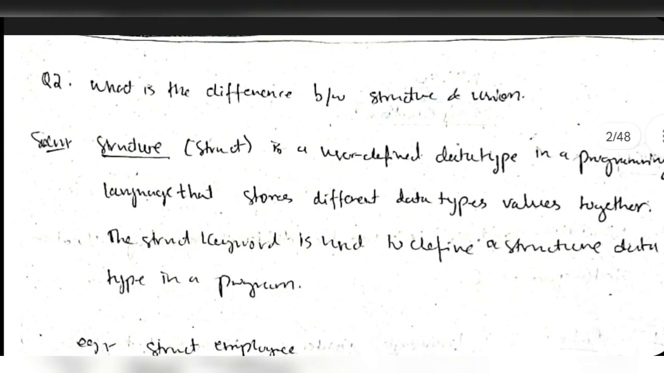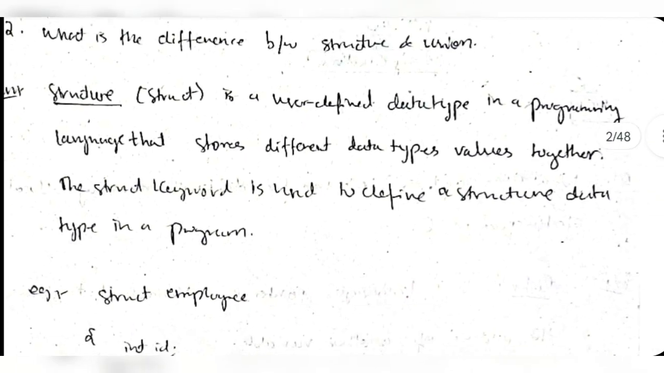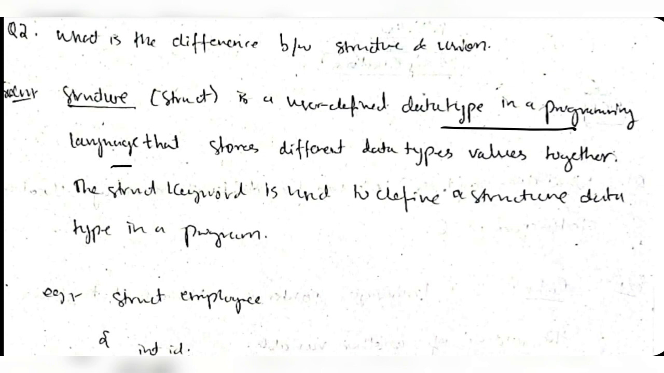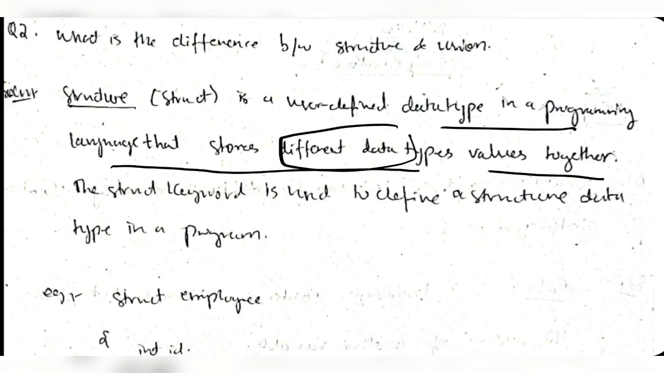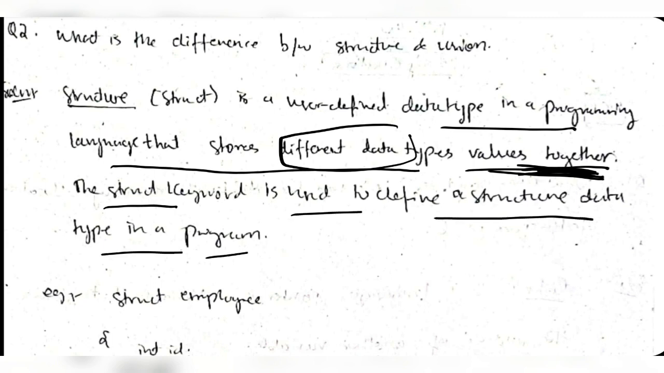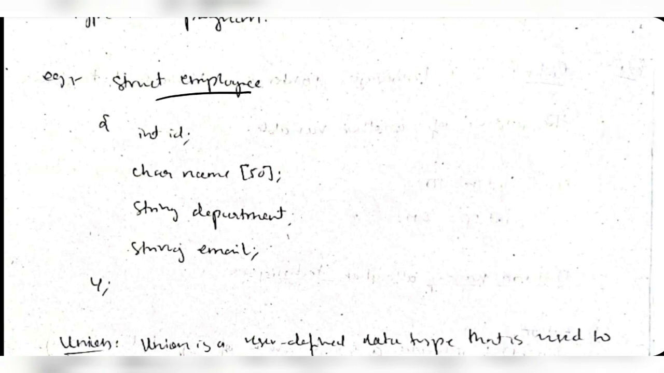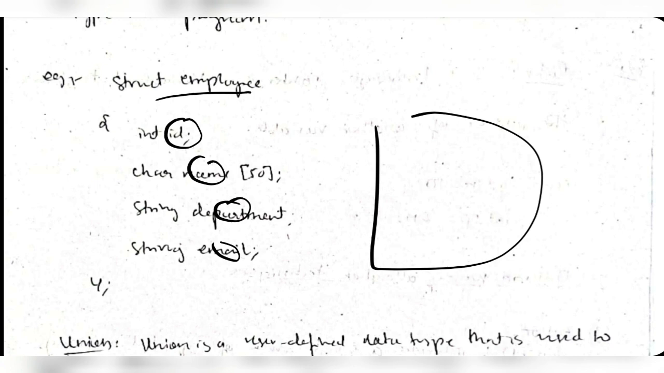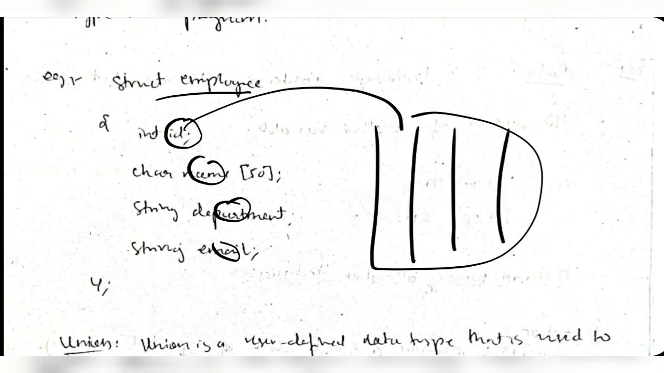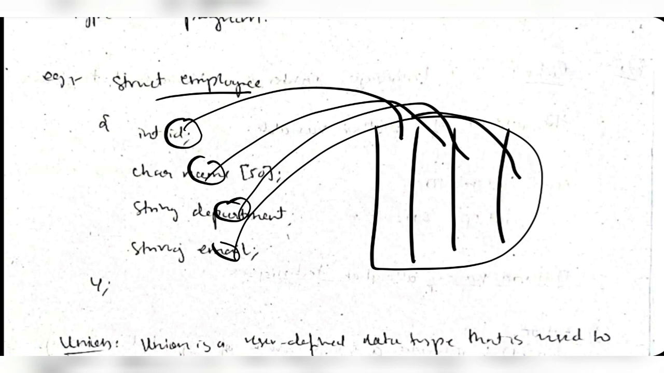Coming to the second one, what is the difference between structure and union? A structure is a user defined data type in a programming language that stores different data type values together. This is very important, it stores them together. The struct keyword is used to define a structure in a program. It stores together means, if I have a structure employee, I can store id, name, department, and email. So it will have 4 fields, and whichever I want to access, I can access one by one, at the same time.